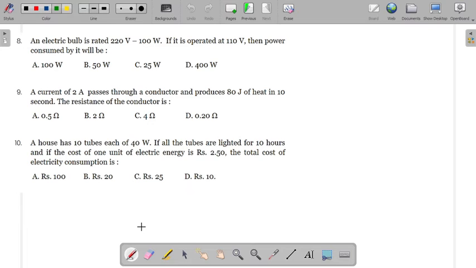An electric bulb is rated 220 volt and 100 watt. If it is operated at 110 volt, then the power consumed by it will be. So basically the bulb is rated 220 volt and 100 watt. So first we should calculate the resistance of the bulb. As we know, power P equals V square upon R. So for resistance R equals P upon V square, power is 100 and V square, that is 220 square.